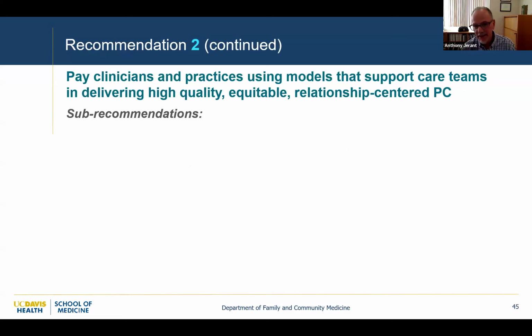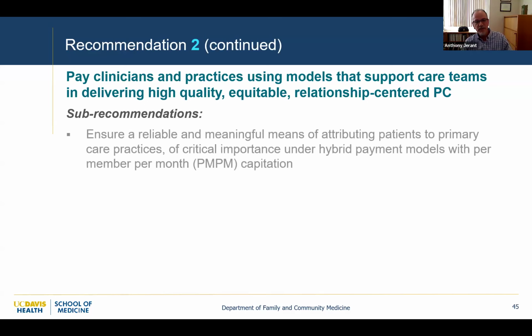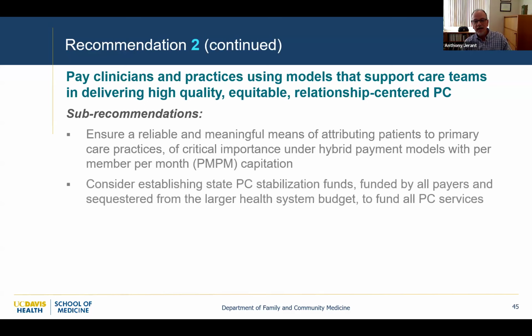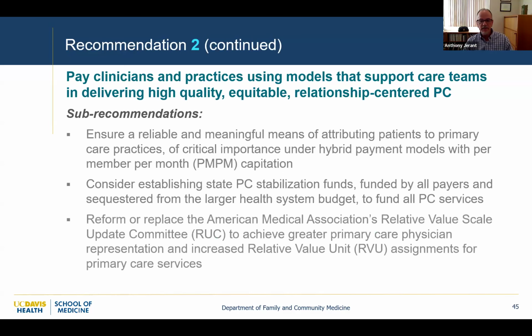Pay clinicians and practices. Okay, we're still on two. The other sub-recommendations were attribution of patients becomes very important under per member per month capitation, and it's incredibly difficult to do. We've struggled with this under some of our Medi-Cal incentive plans where we have patients attributed to us, but they're actually getting all their care at Sutter. And we still are the ones who have our skin in the game. Doesn't matter. This is who they were assigned to. So we have to work on that problem.